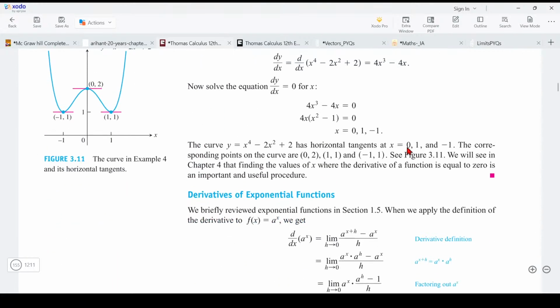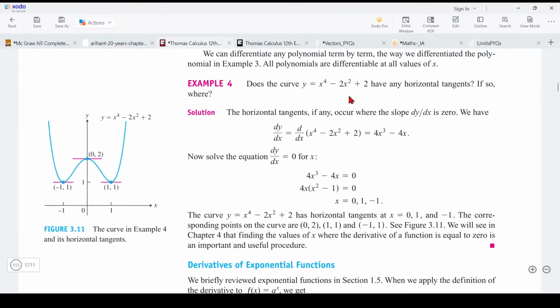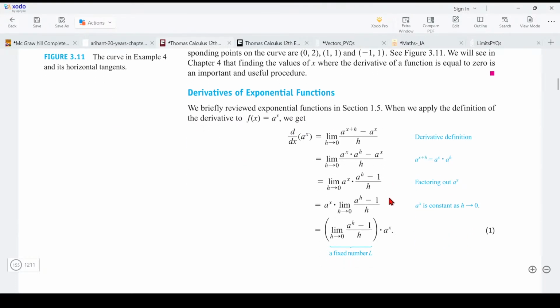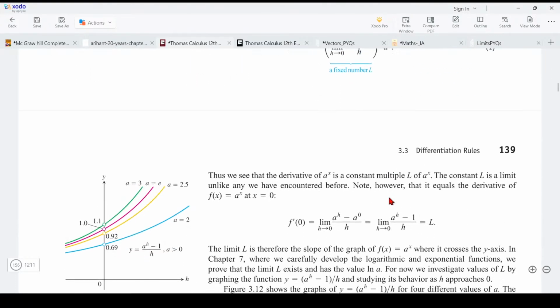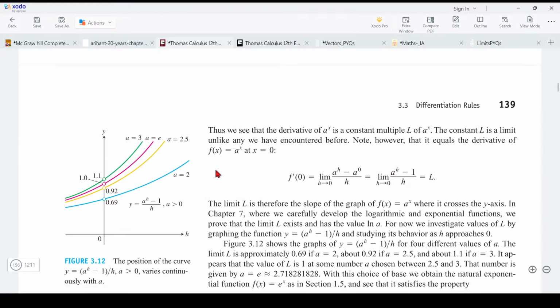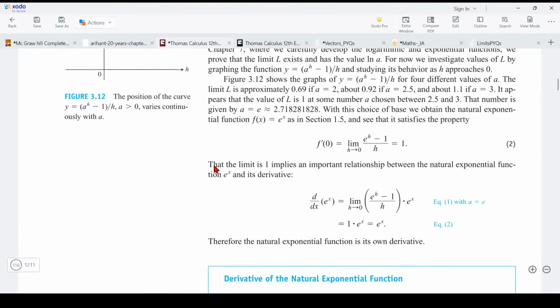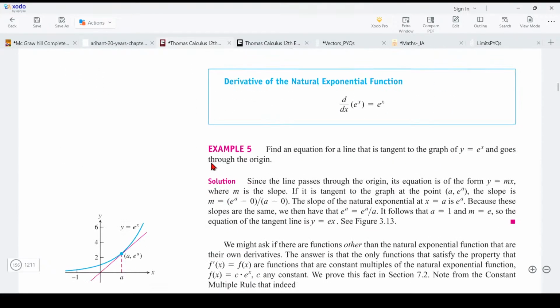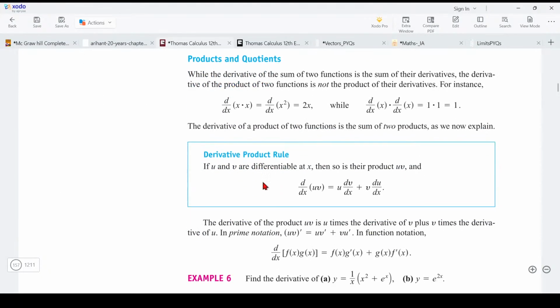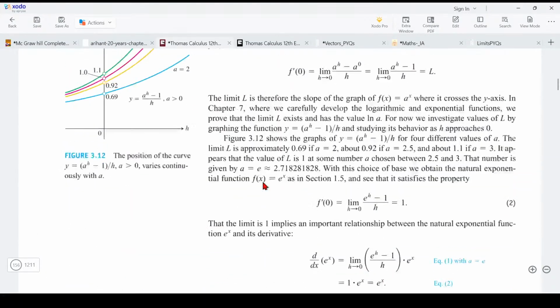Horizontal tangent means the derivative should be equal to zero, right? Now, exponential is a different class of function. For example, e power x. What is the derivative of e power x? e power x. What is the derivative of a power x? a power x ln a, right?